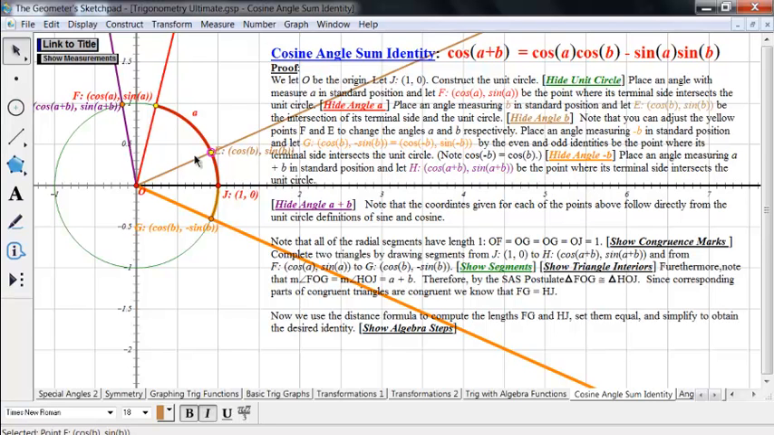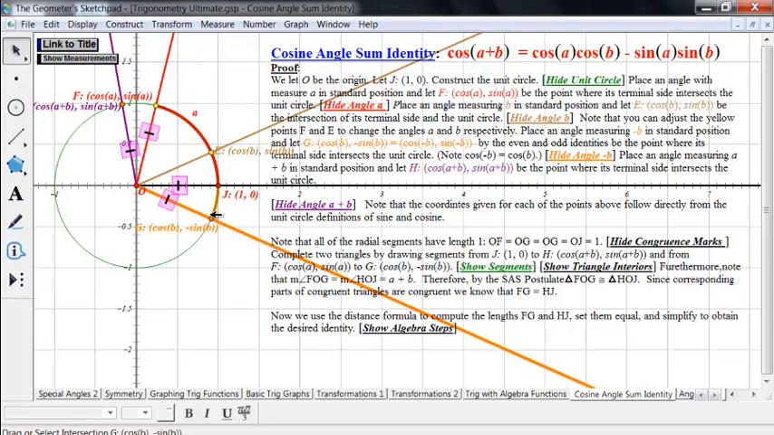The coordinates for each of the points follow directly from the unit circle definitions of sine and cosine, and the simplifications we made for point G were from the even and odd identities. Now, the next thing to notice is that all of these segments that go from O out to the circle have length 1. So those are all congruent segments. In particular, O to F, O to H, O to E, and O to G are all congruent, namely length 1.